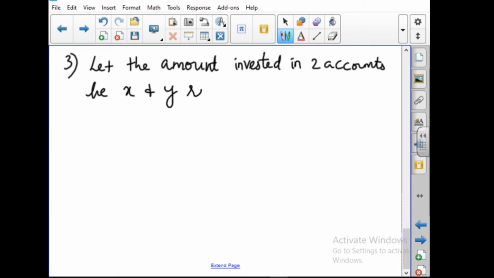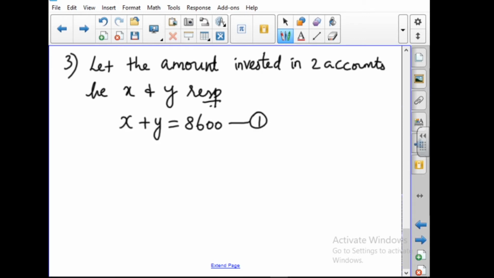So what is the total amount invested? It is 8,600. So let us write down the first equation. It is very easy. That is x plus y is equal to 8,600. So let us take this as equation number 1.